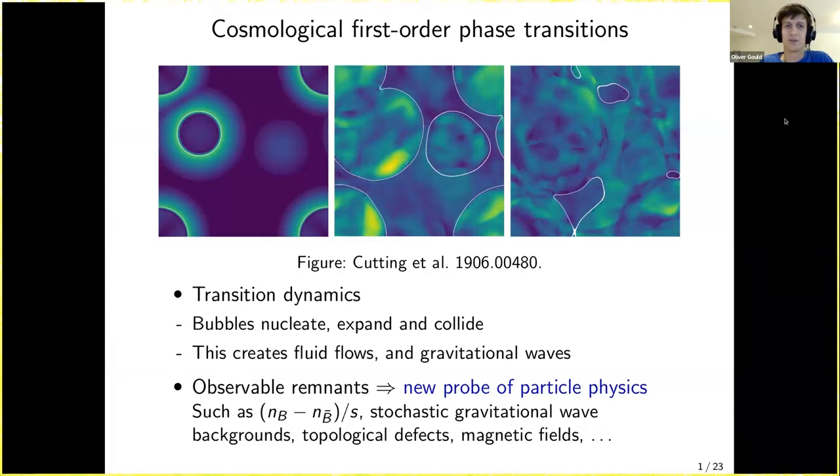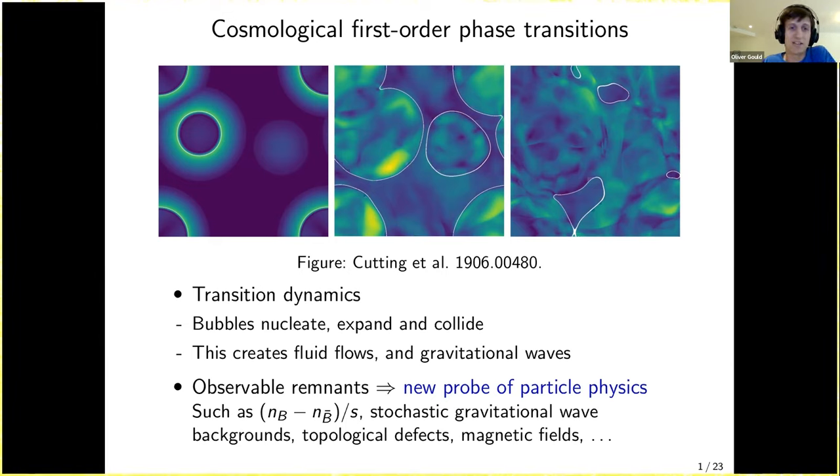Let's get straight on. So I'm going to talk today about cosmological phase transitions, and in particular, first order phase transitions. So these are phase transitions in which, as the universe cools at some temperature range, there's a coexistence of two phases. The dynamics of a first order phase transition is shown here in these three pictures. On the left, first, bubbles of the new phase, the lower temperature phase, nucleate in the higher temperature phase. Then those bubbles, as the universe cools, expand acceleratedly, they collide, and their collisions create fluid flows and gravitational waves.